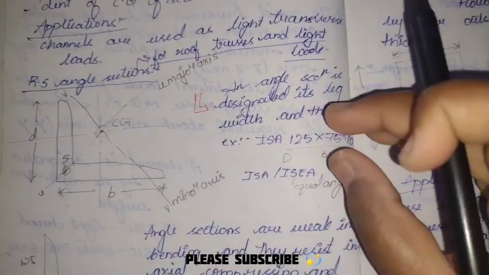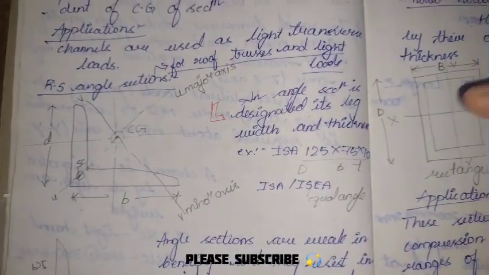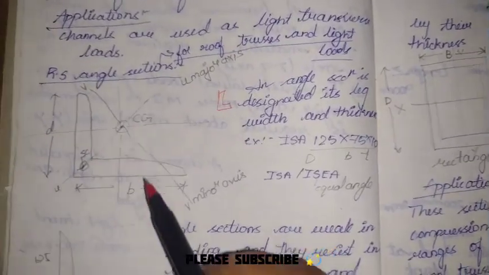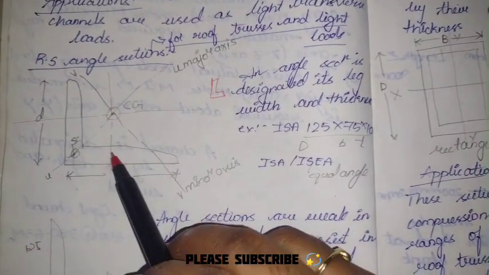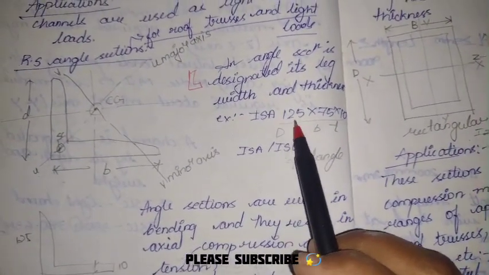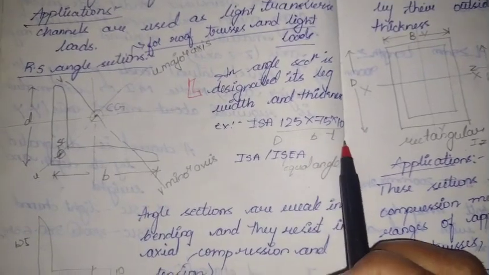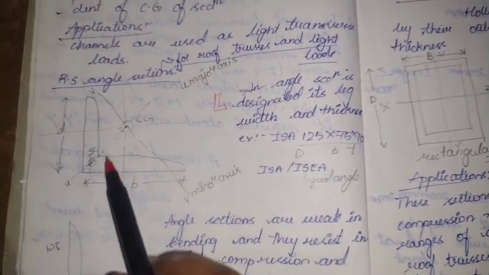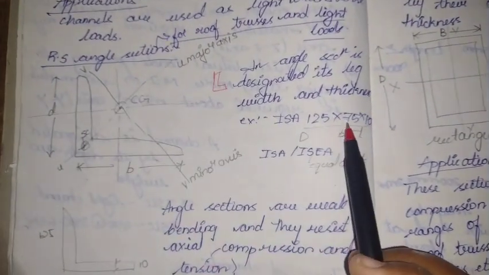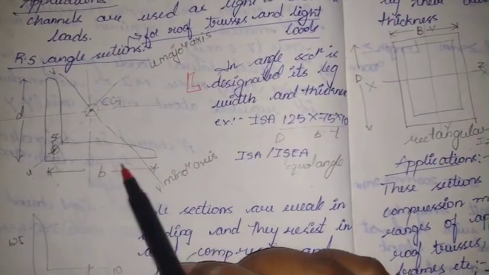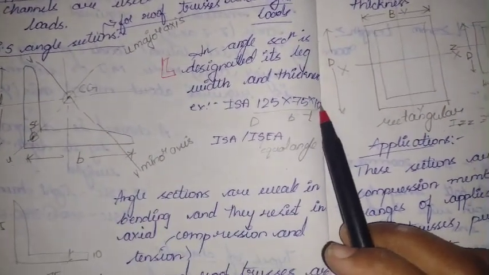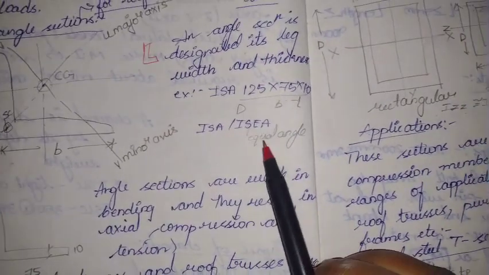Whenever we are talking about this, this explains us about the legs. We are having 2 legs over here. Whenever it is telling us about the 125 by 75 by 10, the 125 firstly explains us the depth of this, and next one, the 75, explains about the width of this, and the thickness is given. So this is ISA and this is ISEA.